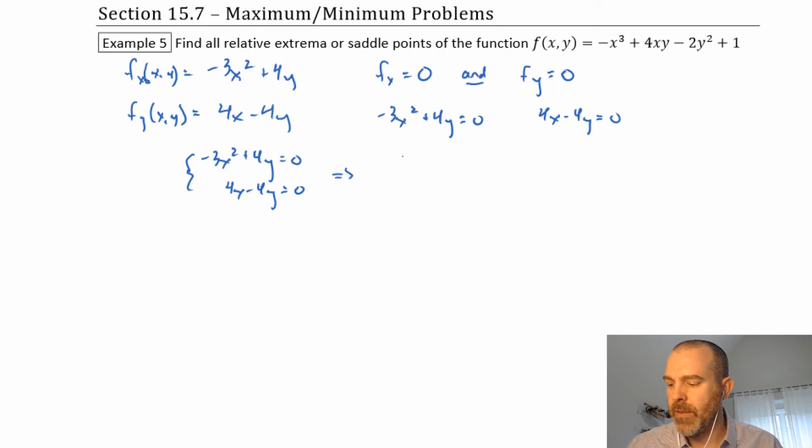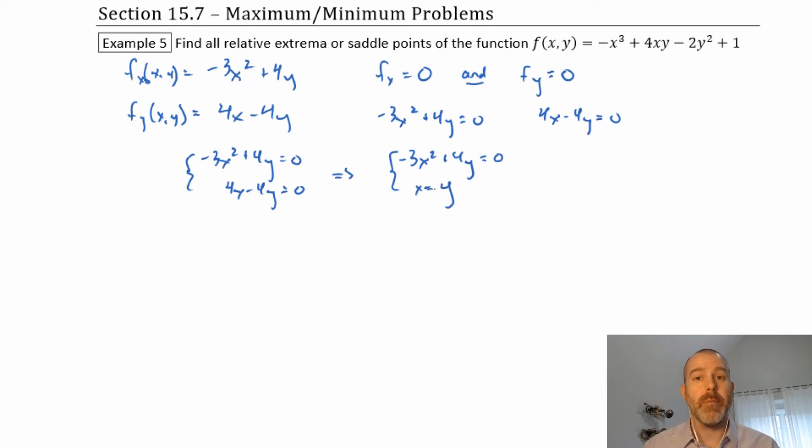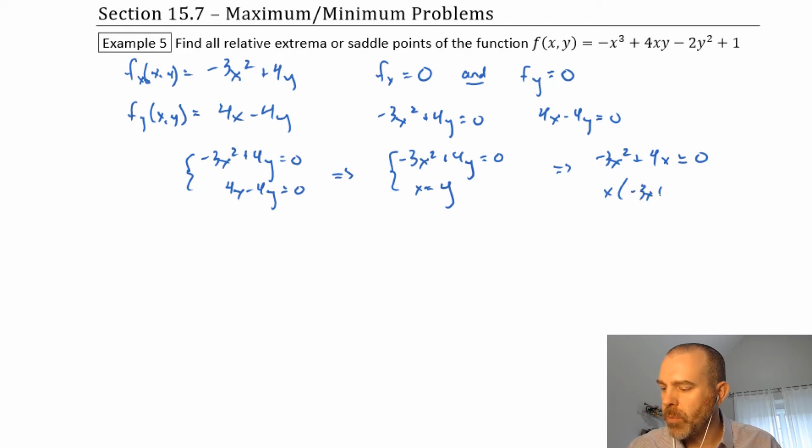We're just going to use algebra from here to find the critical points by solving this system. What I would do is divide the second equation, both sides of it, by 4, and then add y, and you get that x is equal to y. Then use the substitution method. If we substitute in x for y, we get negative 3x squared plus 4x equals 0. Factor out an x: x times negative 3x plus 4, and we get x is equal to 0, x is equal to positive 4/3.